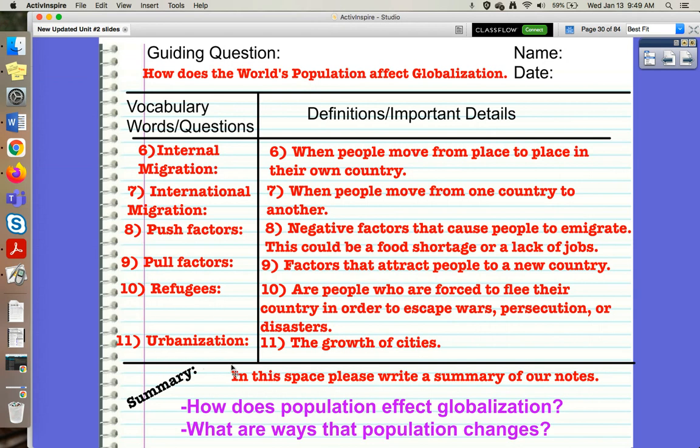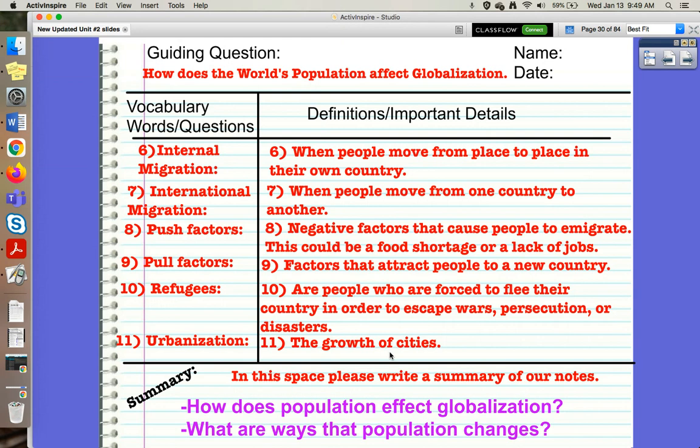Another thing to talk about when we're talking about population is something called urbanization. This is the growth of cities. So as more people move to the cities and as more people come there for jobs, etc., we get cities that are growing and growing bigger and bigger.